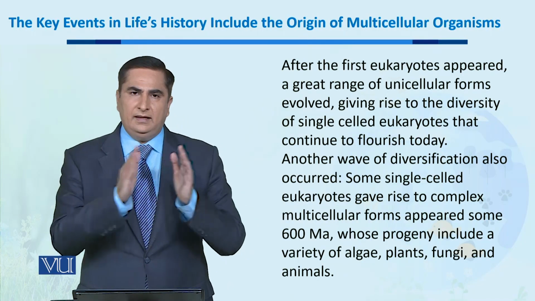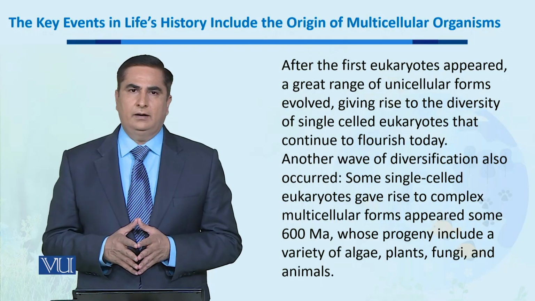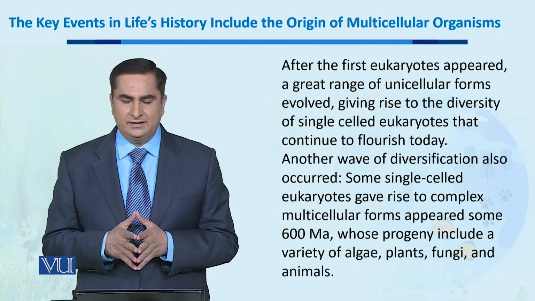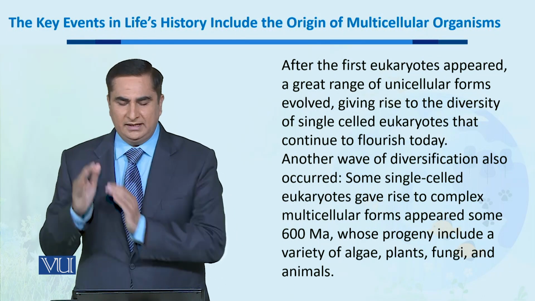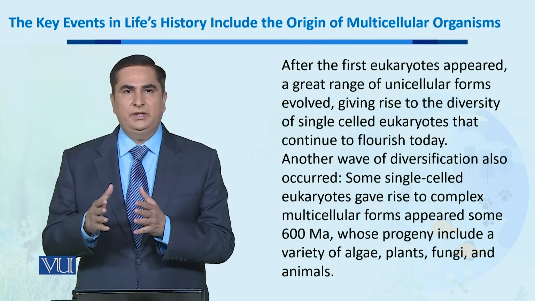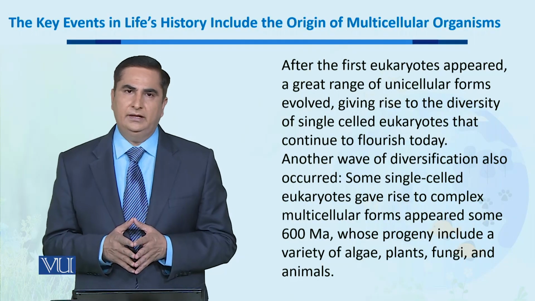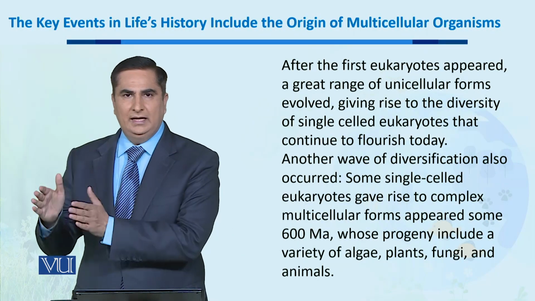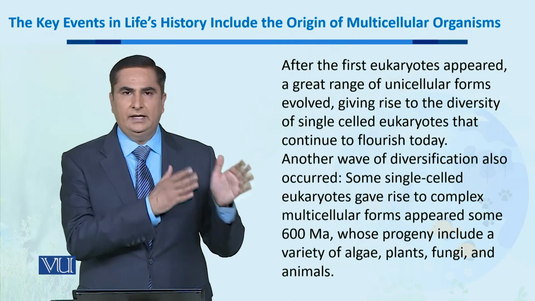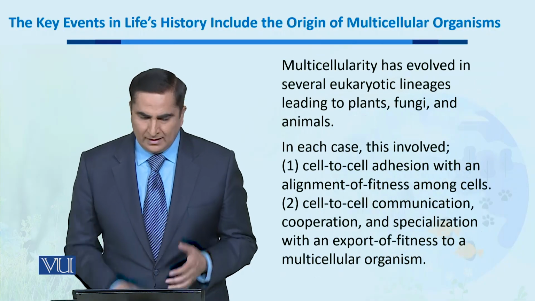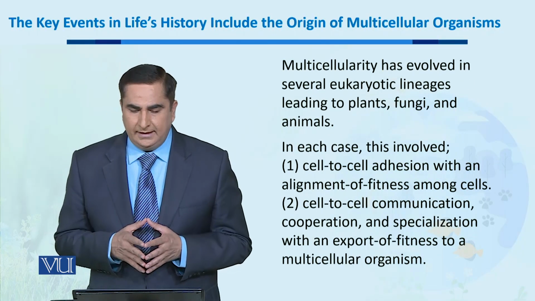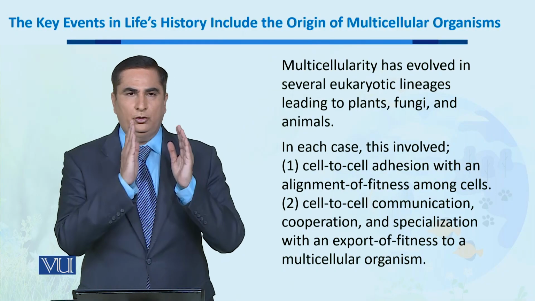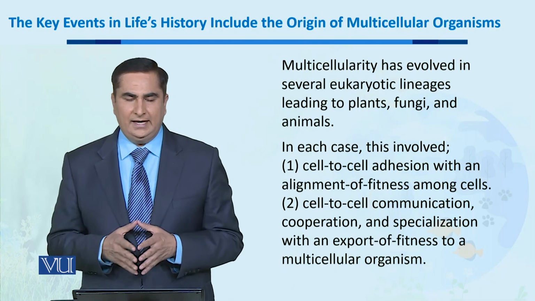Now, another wave of diversification also occurred at the same time. Some single-celled eukaryotes gave rise to complex multicellular forms which appeared some 600 million years ago, whose progeny now include a variety of algae, plants, fungi, as well as animals.